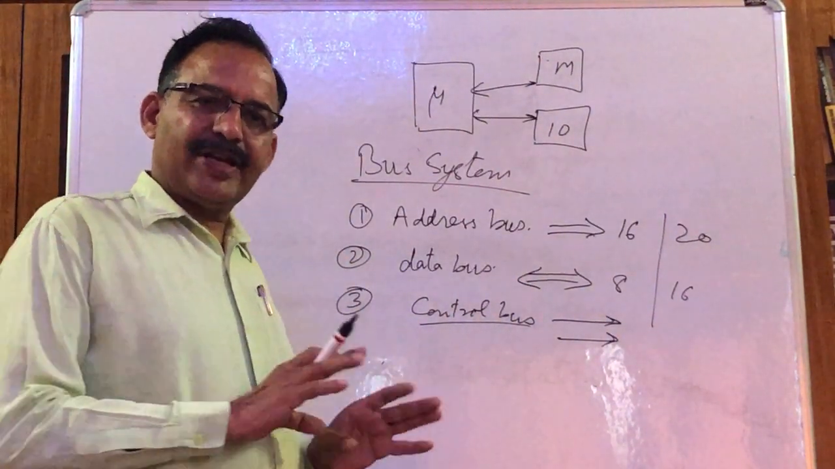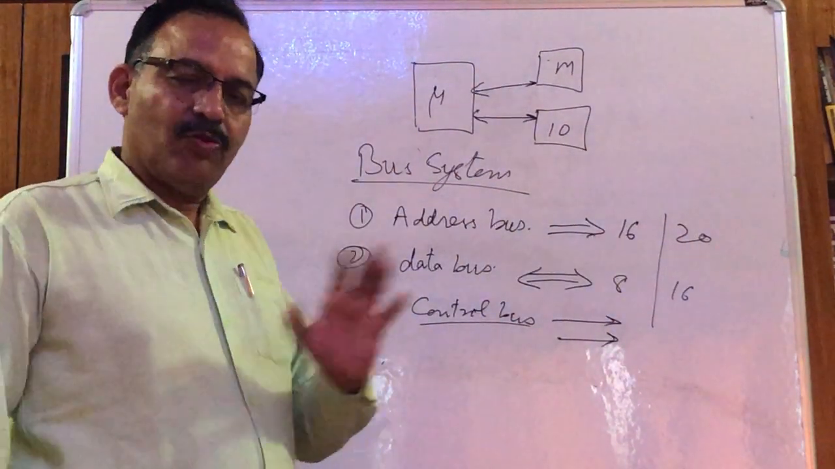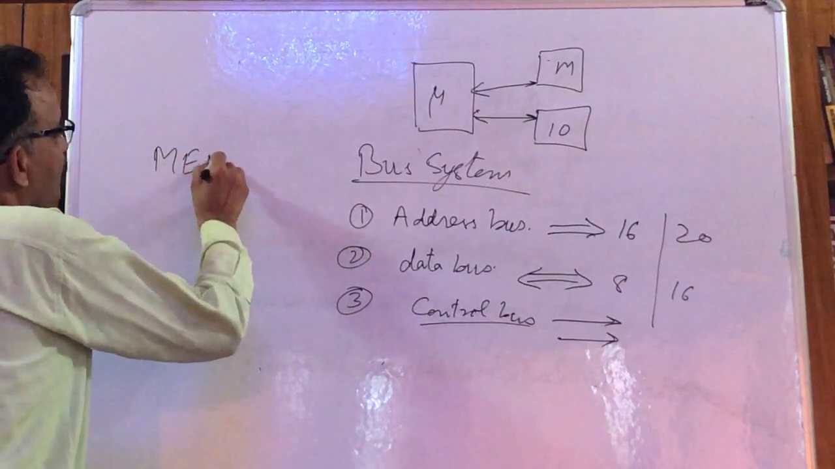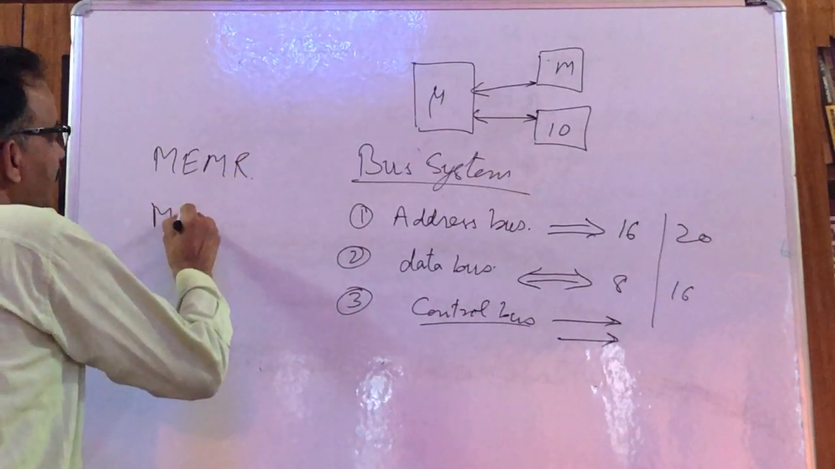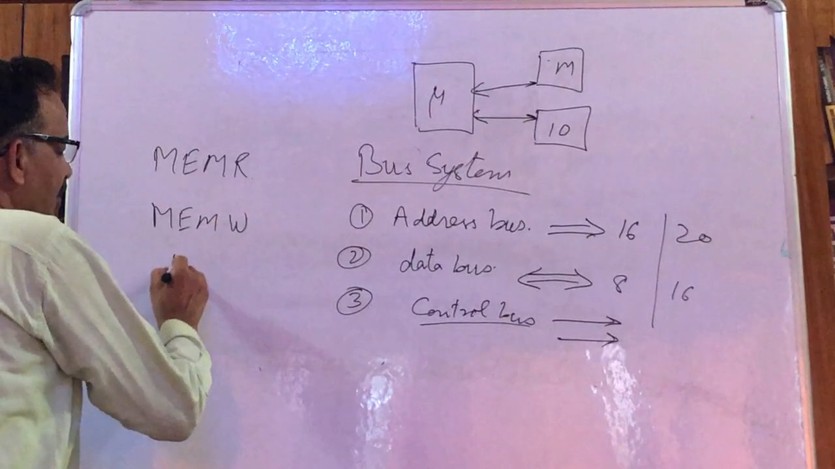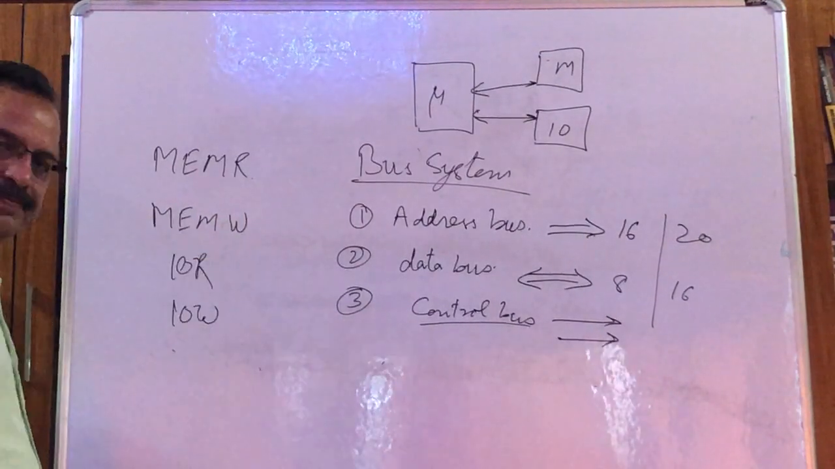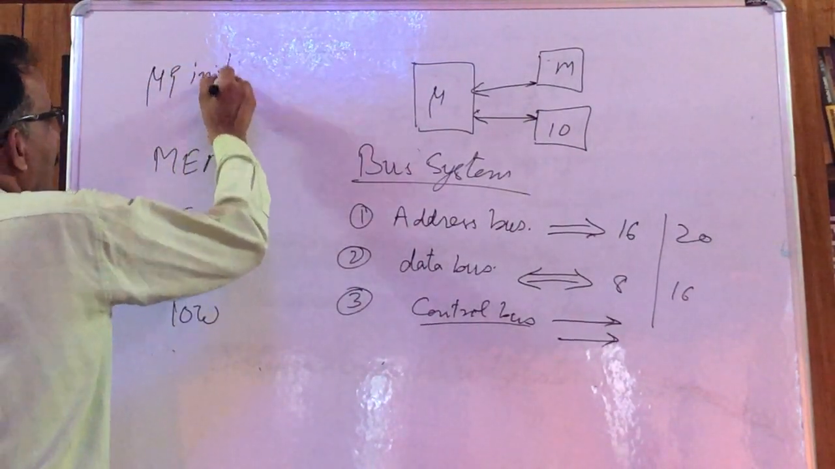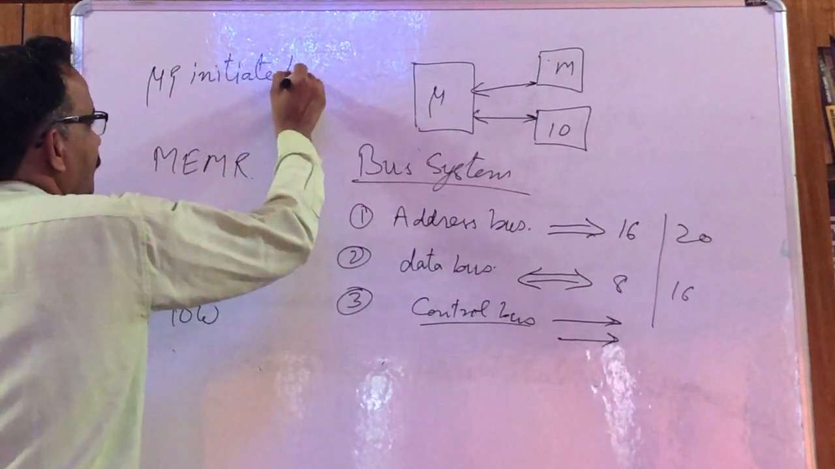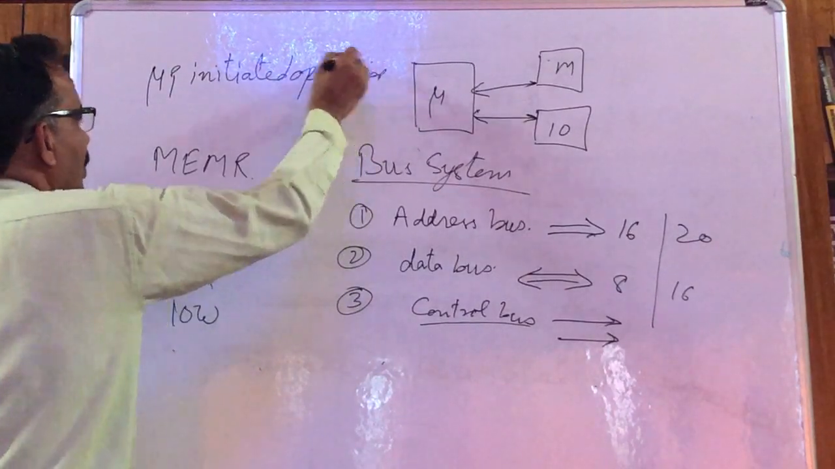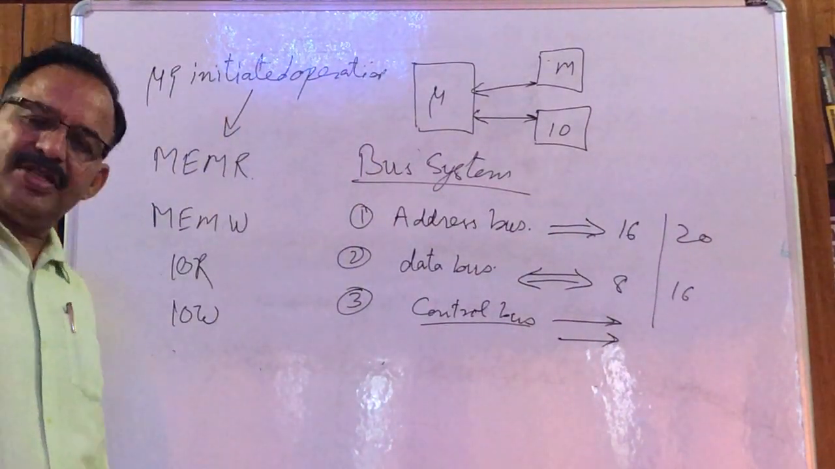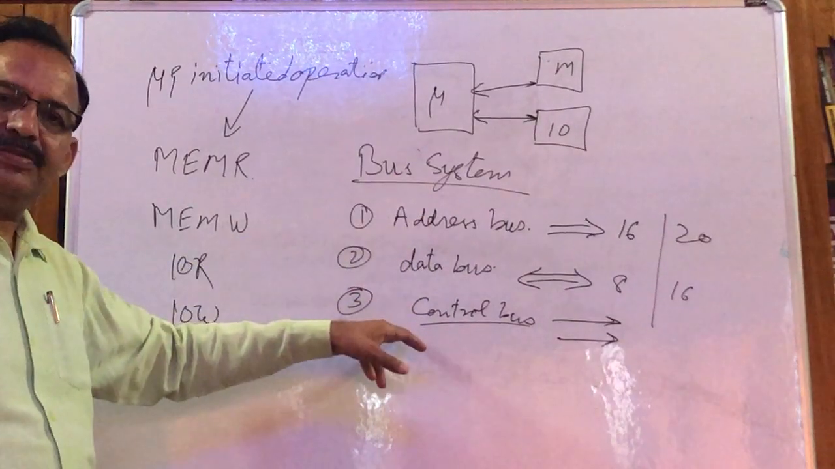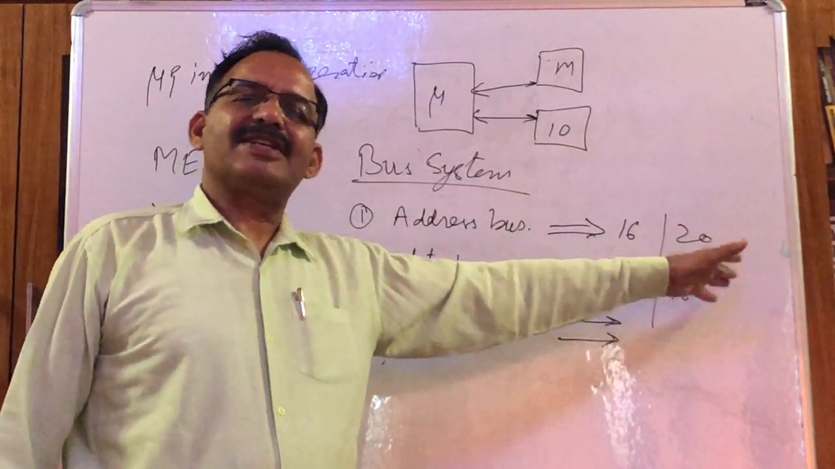Without this, the microprocessor cannot perform the microprocessor initiated operation, which can be further categorized as memory read operation, memory write operation, IO read operation, and IO write operation. So the microprocessor initiated operations are memory read, memory write, IO read, and IO write. And to perform these operations, the microprocessor requires the bus system, and different microprocessors have different address and data lines.